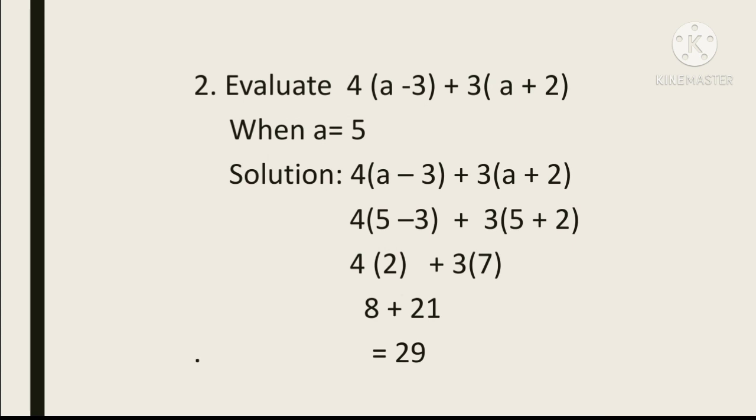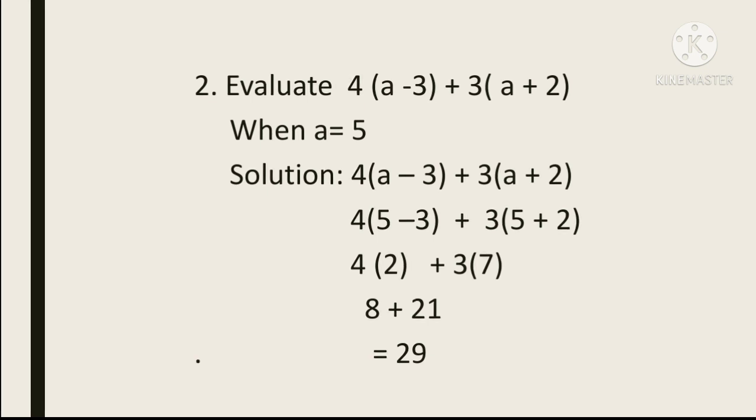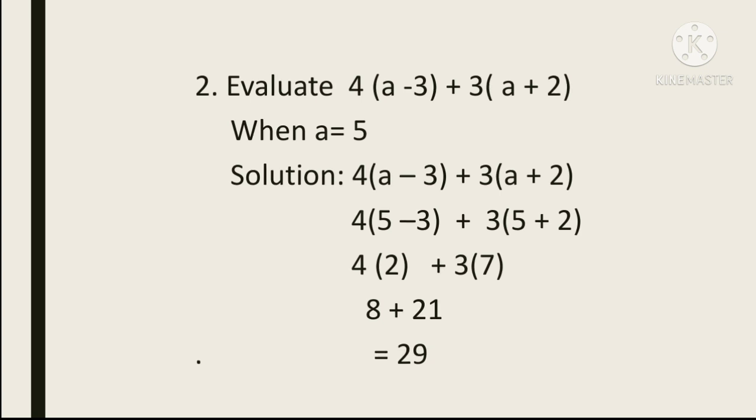Another example, evaluate 4 open parenthesis a minus 3 close parenthesis plus 3 open parenthesis a plus 2 close parenthesis when a is equal to 5. Solution, 4 open parenthesis a minus 3 close parenthesis plus 3 open parenthesis a plus 2 close parenthesis, then it will be 4 open parenthesis 5 minus 3 close parenthesis since a is equal to 5, plus 3 open parenthesis 5 plus 2 close parenthesis. Then 5 minus 3 is equal to 2.